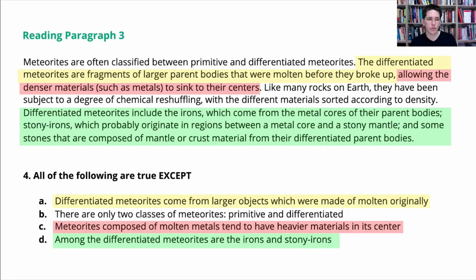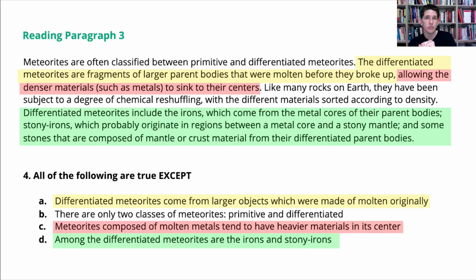Let's look at another example here. You can see that the green part is where they take a lot of information and summarize it. You can see from this yellow part, which I'll read, differentiated meteorites come from larger objects which were originally made of molten material. And then I'll read the paragraph. The differentiated meteorites are fragments of larger parent bodies that were molten before they broke up. So you see how they just change the grammar slightly, from "come from" to "are fragments of," and change the vocabulary around a little bit. This one is an easier example, but you can see how they just change the wording.